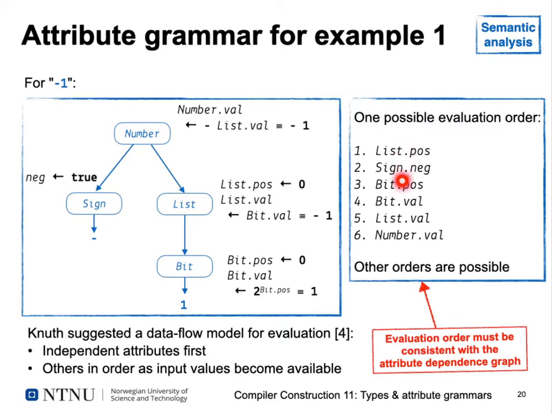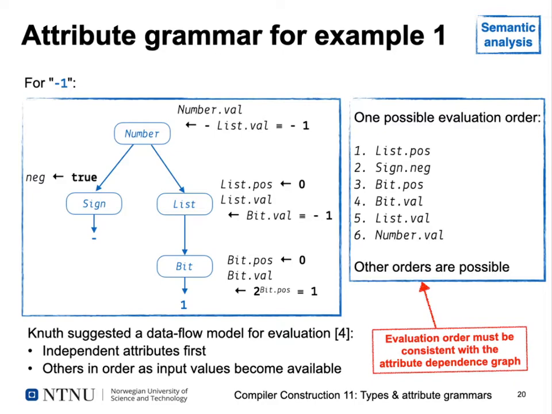And this is one of the possible evaluation orders here. This is the one I just described, but there can be other orders. We could just go down the right hand side of our tree first, and then the left hand side second, which would hopefully lead to the same result. So the evaluation order must obviously be consistent with the attribute dependence graph.